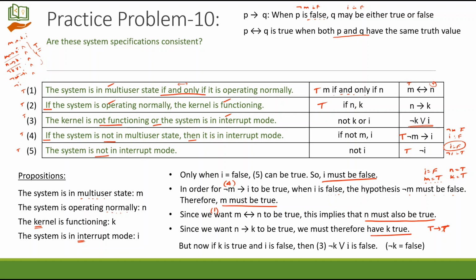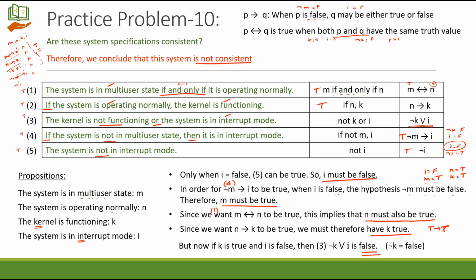Let's take 3. So we know K is true, I is false. What is the negation of K? It is false. What is false or false? It will give you false ultimately. Since it is giving false, we are concluding that the system is not consistent.